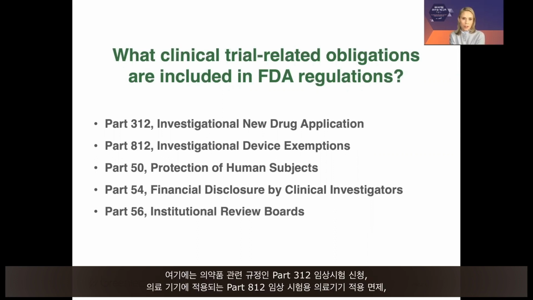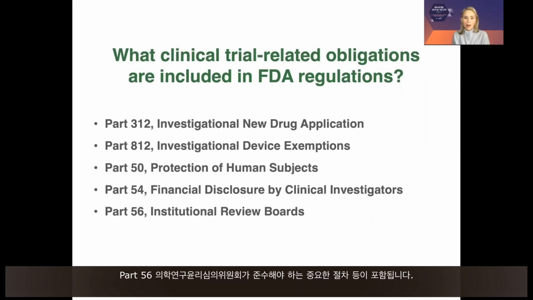And those would include Part 312, the investigational new drug application, which covers drugs. Obviously, Part 812, investigational device exemptions, which is applicable to devices. Part 50, protection of human subjects, which really deals with informed consent. Part 54, financial disclosure by clinical investigators to ensure there's no conflict of interest. And Part 56, which covers the important procedures that need to be followed by institutional review boards.